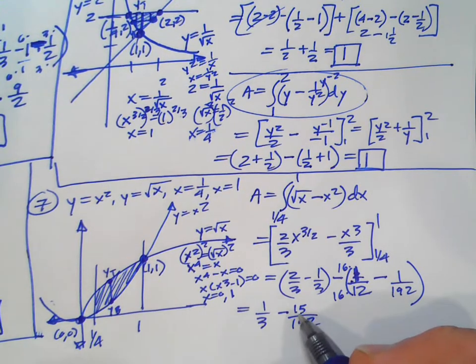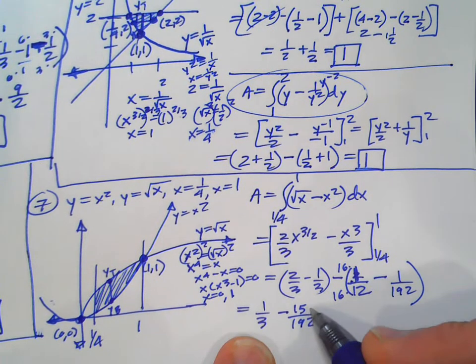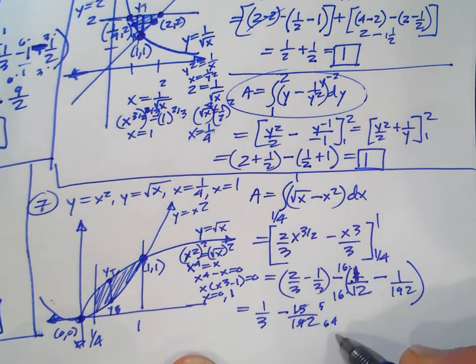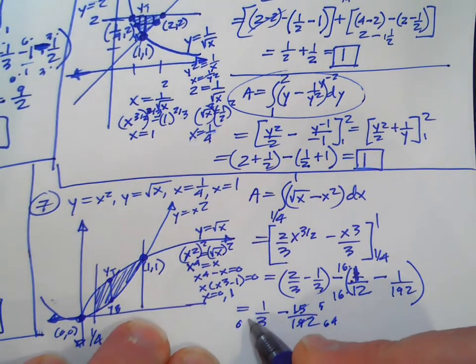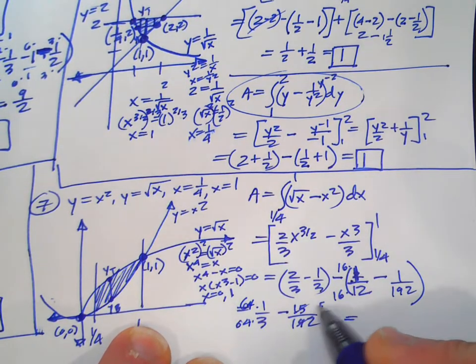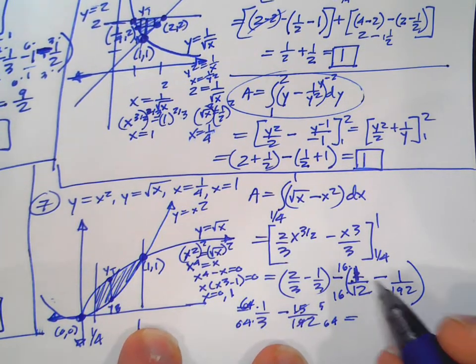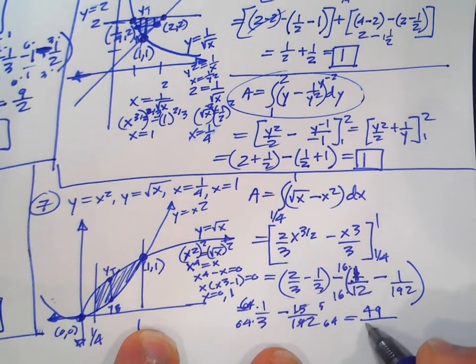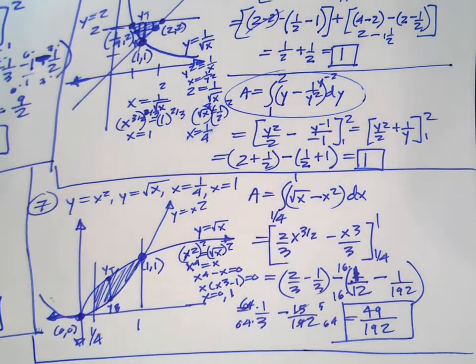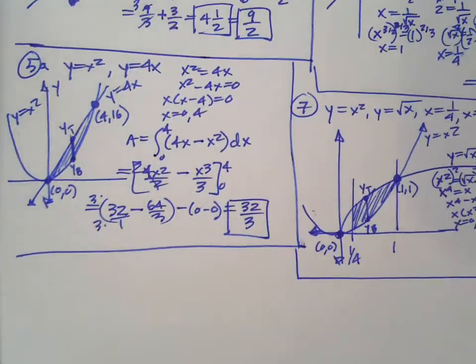We can divide a 3 out of both of these, I think, just to make the number smaller. But actually, I don't know if we want to do that. If we did that, we get 5 over 64. But then we want to give these least common denominators, which would be 192. So we're going to multiply this by 64. So we have 64 minus 15, which is 49 over 192. So, little ugly numbers there at the end.